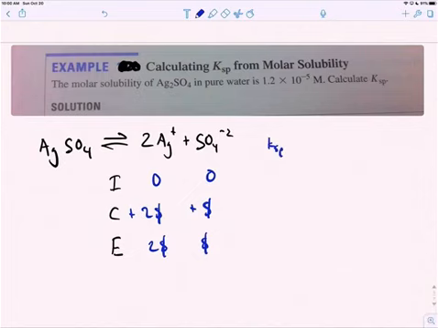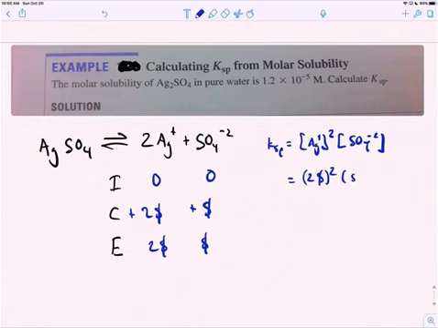So our Ksp is going to be the concentration of silver ion squared times SO4 minus 2, which is equal to 2 solubility squared times solubility, equals 4 solubility cubed, equals 4 times 1.2 times 10 to the minus 5 cubed. So you can see it's a really small number.